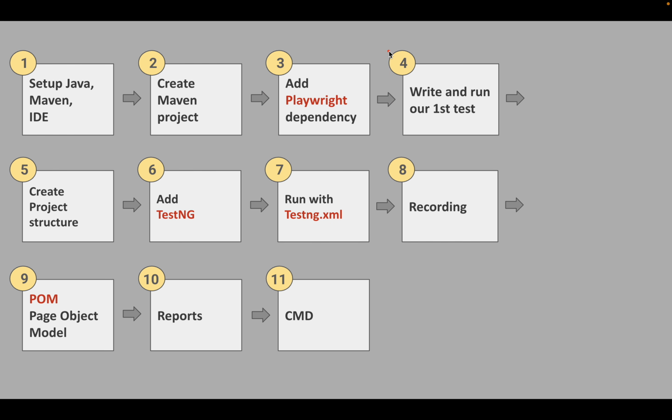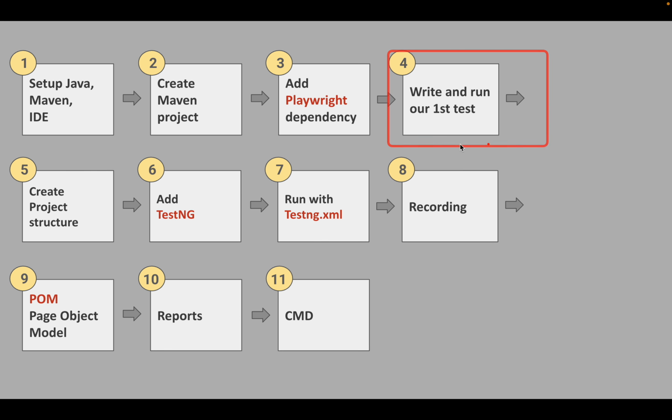And then after that, we will create and run our first test. We will see how we can use Playwright with Java to open a browser, invoke a website, and then do some actions there. So we will do that.